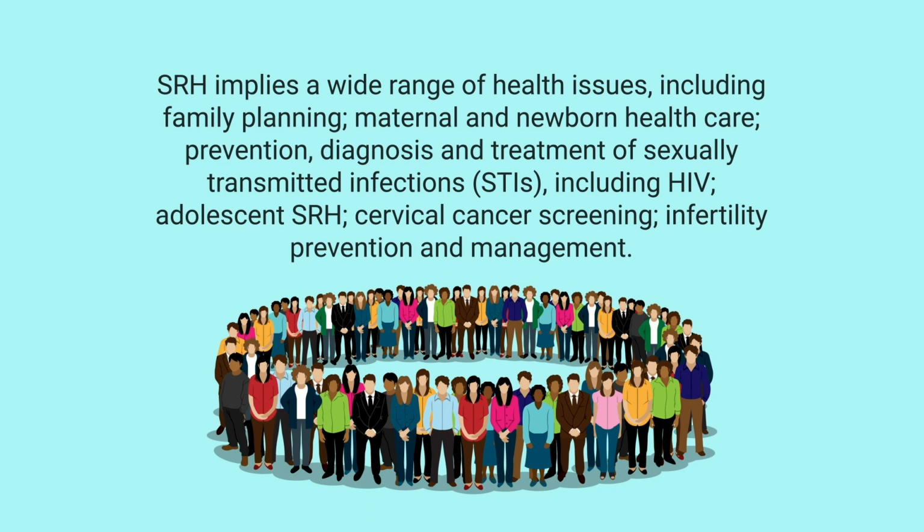Sexual and reproductive health implies a wide range of health issues, as already explained, like family planning, maternal and newborn health care, prevention, diagnosis and treatment of RTI and STI, including HIV, and adolescent sexual and reproductive health, which is one of the most important components. Also cervical cancer screening, infertility prevention and management. You can see the whole range of diseases and disorders is included under sexual and reproductive health, because if you remember the life course perspective, if any girl has a problem during adolescence, it will have an impact when she becomes pregnant or a mother, and even during old age.